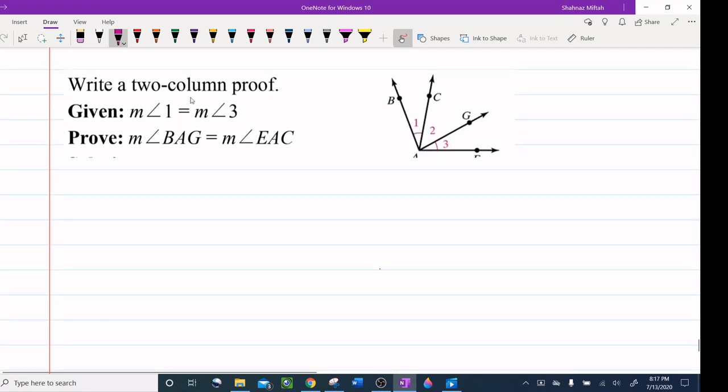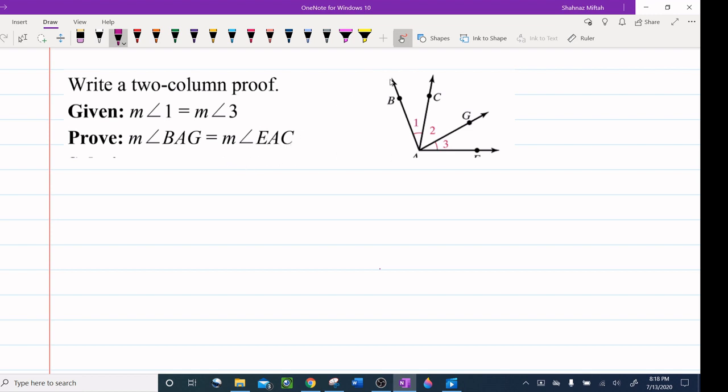So we have a two-column proof. Given: the measurement of angle 1 is equal to the measurement of angle 3. And we have to prove the measurement of angle BAG is equal to the measurement of angle EAC. Before I do anything, I make sure the figure is marked with the given information. Angle 1 is equal to angle 3, and you can tell because they have just one line for both of these angles, which means they are congruent.